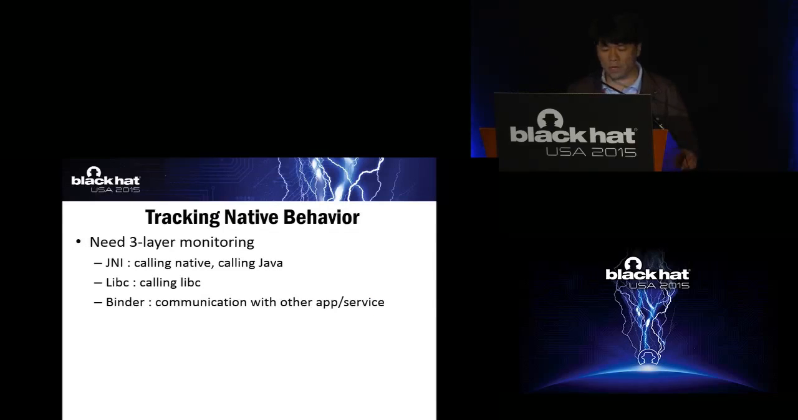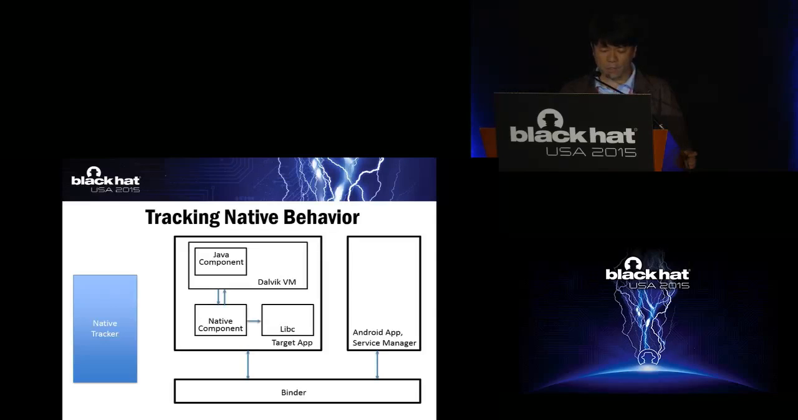In order to analyze combined Java and native code, we are tracking three layers: JNI, libc, and binder. JNI means Java Native Interface. If you can monitor JNI, you can know a native function called from a Java code or a Java method called from a native code.